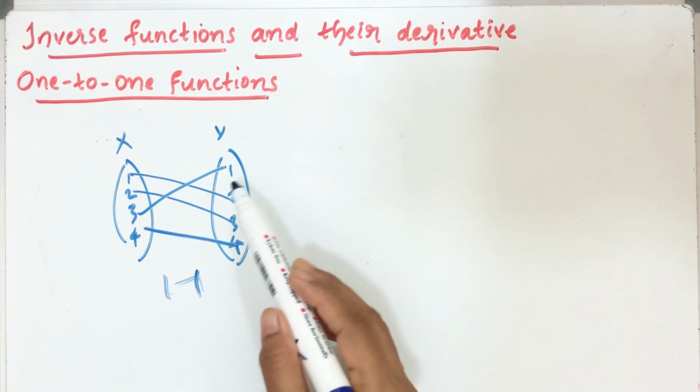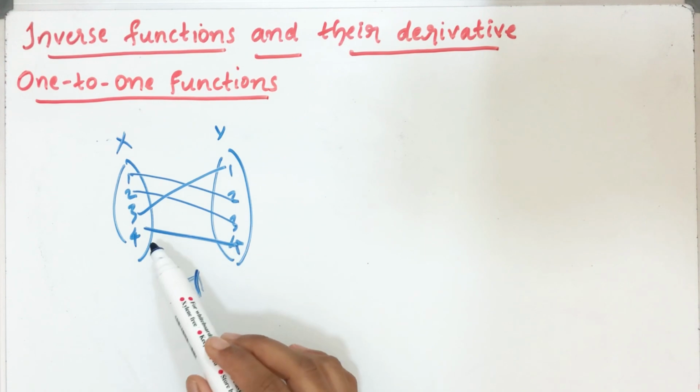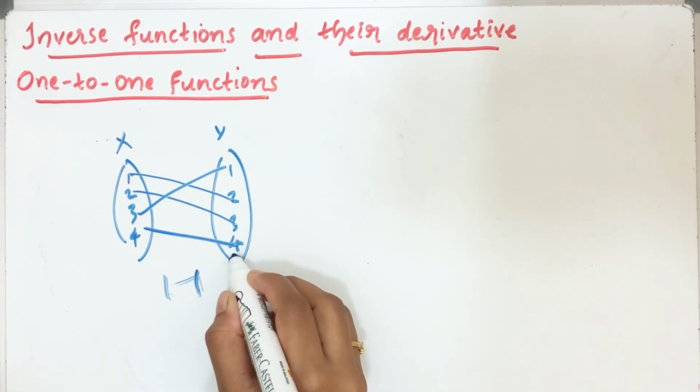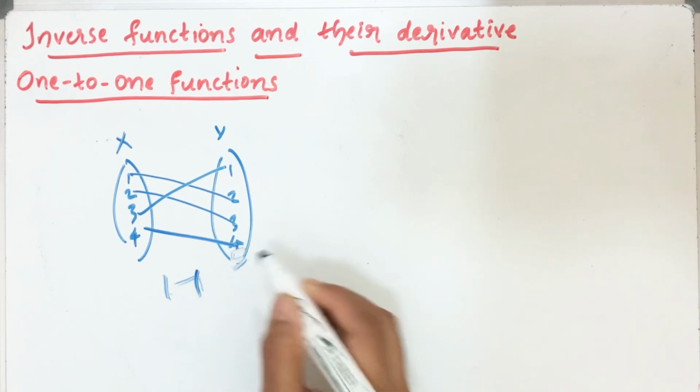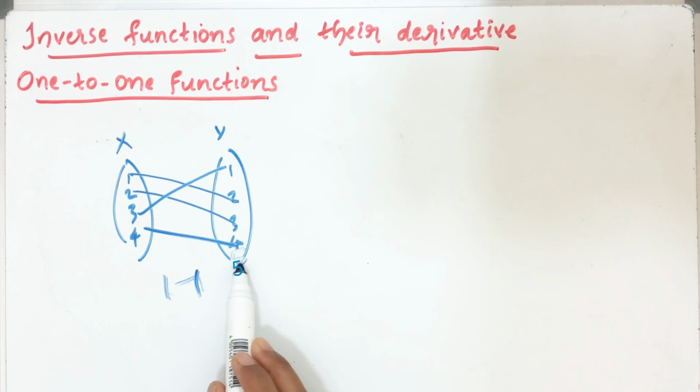This function is both 1-1 and onto. Onto functions are those where every element of y is mapped from some element in x. Here every element of y has a pre-image. If we have one more number here, 5, then this is a function and 1-1 but not onto, because 5 has no pre-image. We can see the examples more clearly.